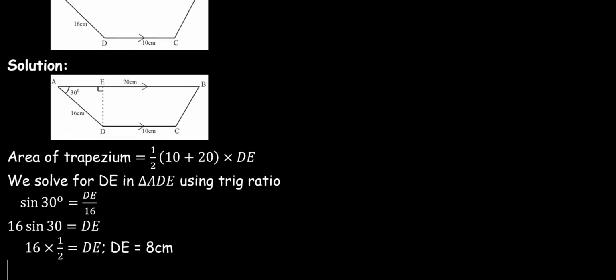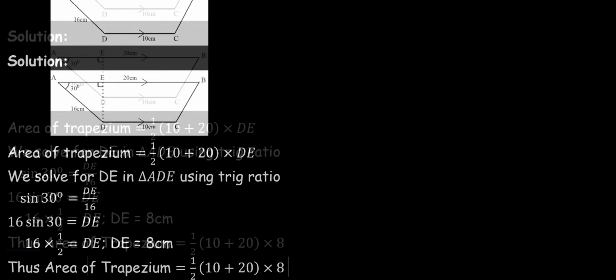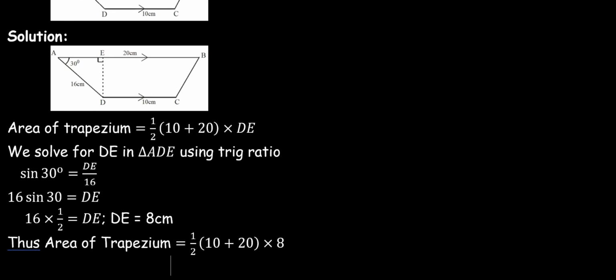Substituting for the area of the trapezium, we have equals to half into 10 plus 20 bracket open and close times 8. And that will give us 30 times 4. The result is 120 cm squared. We've come to the end of the examples under this subheading, areas of trapezium.